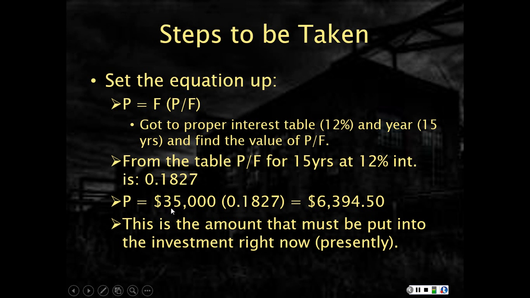So when I go back to the formula, I take my future value that I want, multiply it by the 0.1827 from the table, and my present value I get is actually $6,394.50. This is what I'm going to have to take down to the bank today, or wherever, invest it, and at 12% interest in 15 years, that's going to end up with $35,000 after 15 years. Anyway, that's how this works.